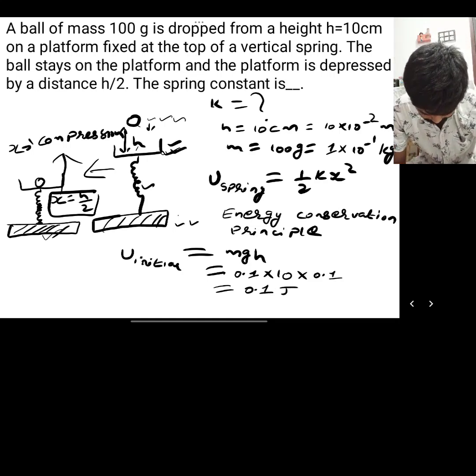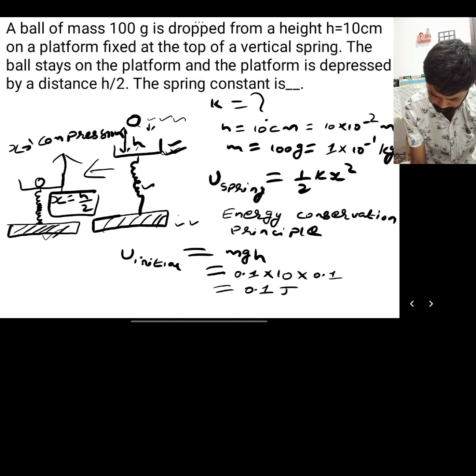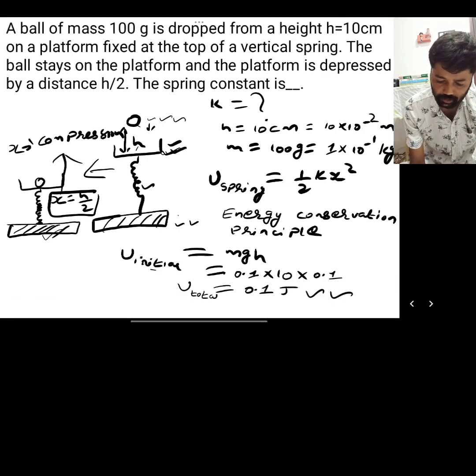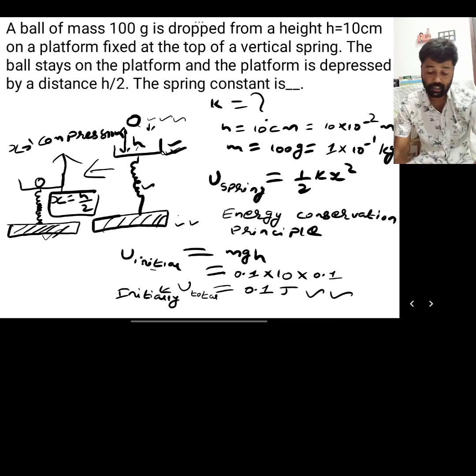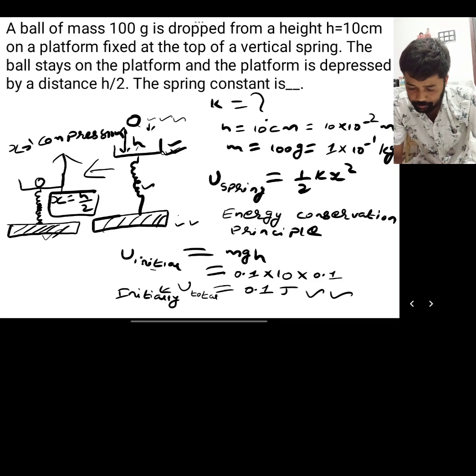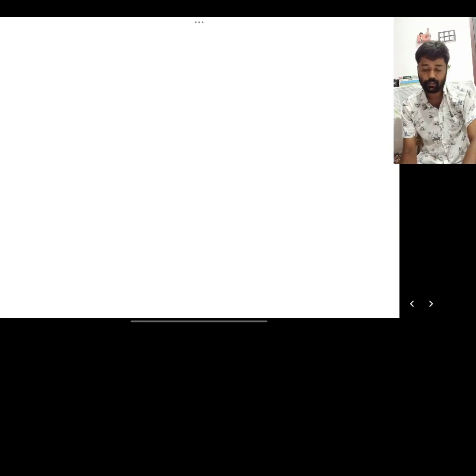So the initial total energy you have to see. The initial total energy is 0.1 joule. This is the initial total, initially. So we are going to use the energy conservation principle.